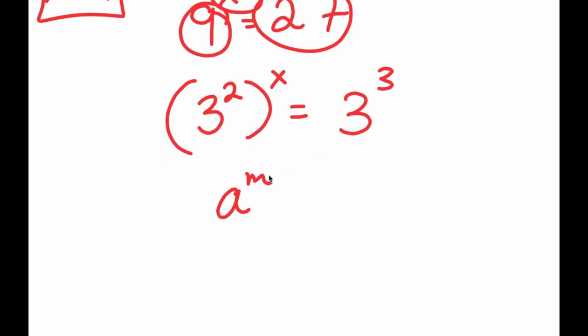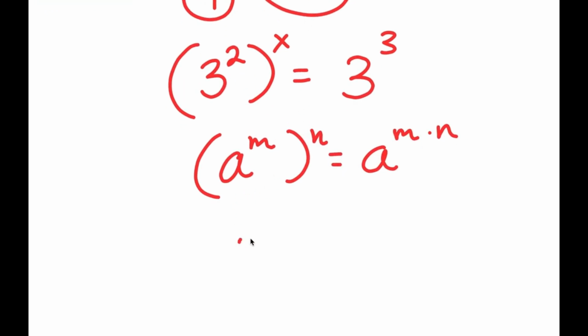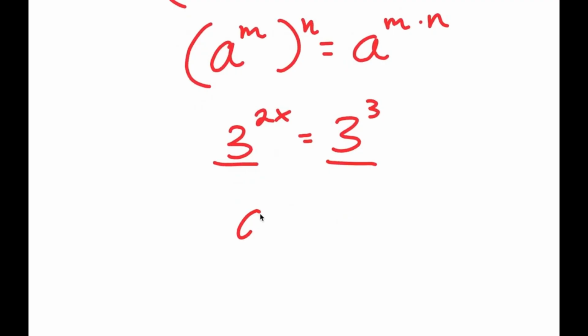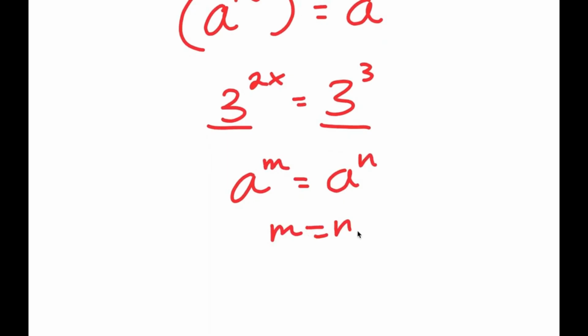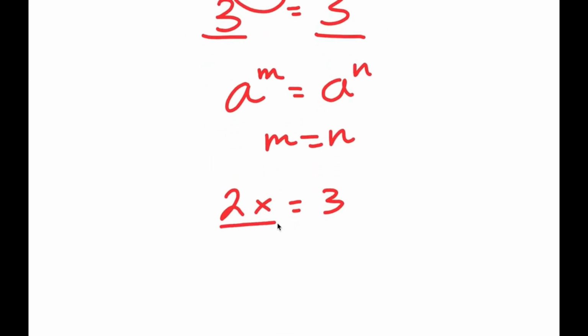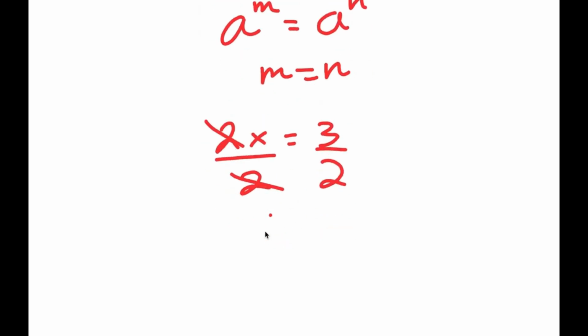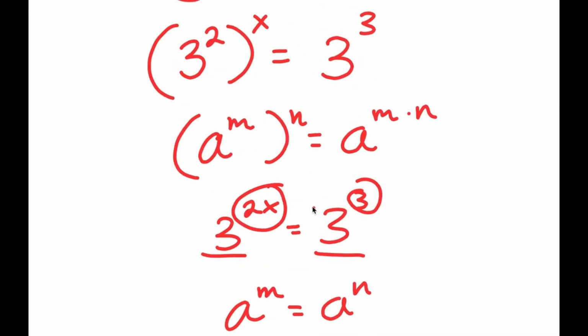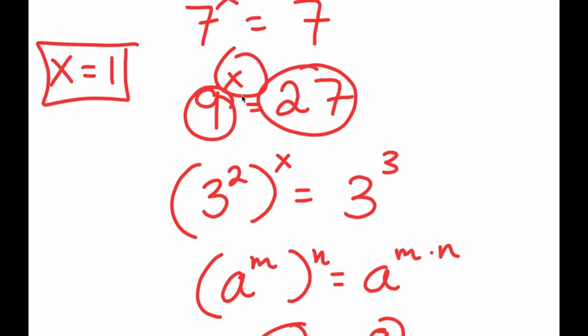If I have something like a to the power of m, to the power of n, this is equal to a to the power of m times n. So 3 to the power of 2, to the power of x is equal to 3 to the power of 2x, which is equal to 3 to the power of 3. And now that these two have the same bases, if I have something in the form a to the power of m is equal to a to the power of n, this means that m is equal to n. So in this case, 2x is equal to 3. Now if I divide both sides by 2, I get x is equal to 3 over 2. So that's how you typically solve these types of exponential equations.